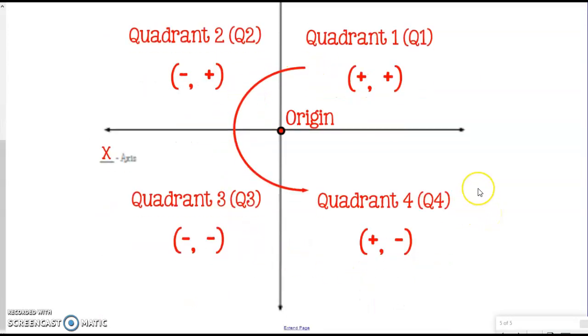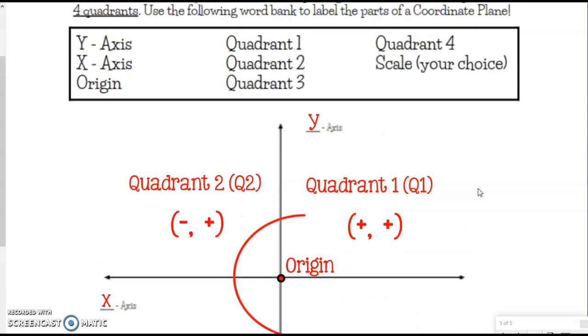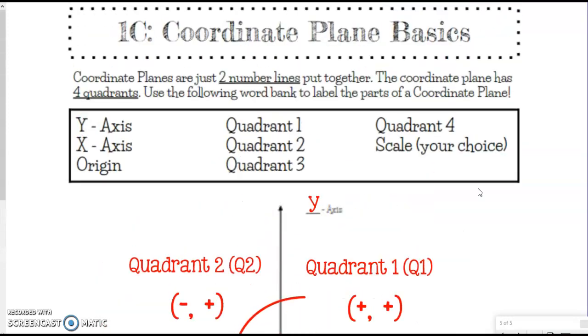Okay? If you did that on your own, great, good for you. I hope that you were able to label them correctly. If you had to do it with us, that's all right too. No big deal. I hope you know them now as you move on to that next video, giving you a couple more coordinate plane basics.